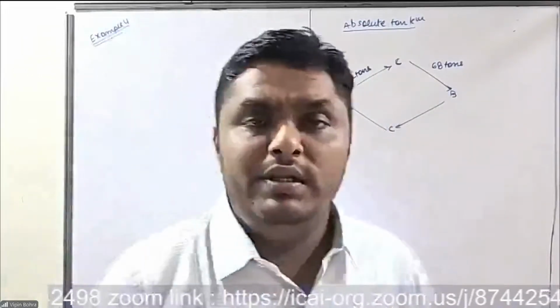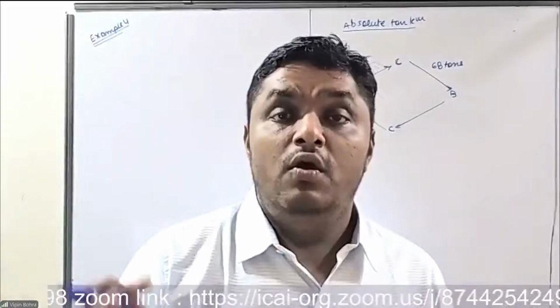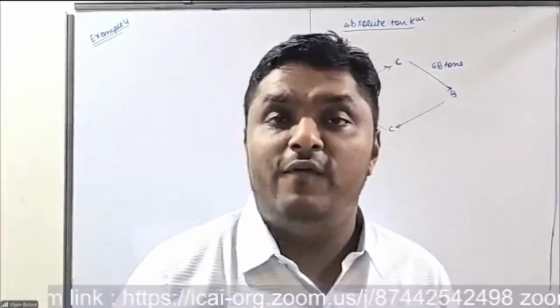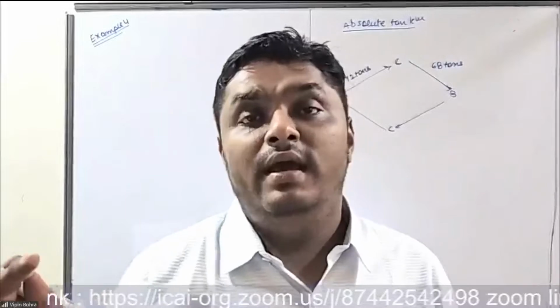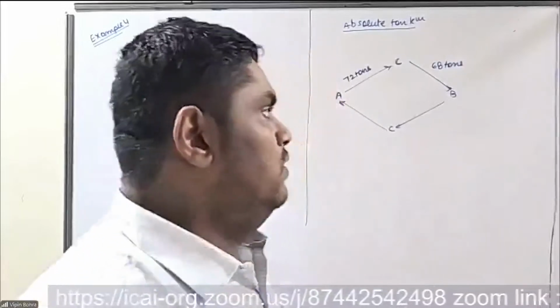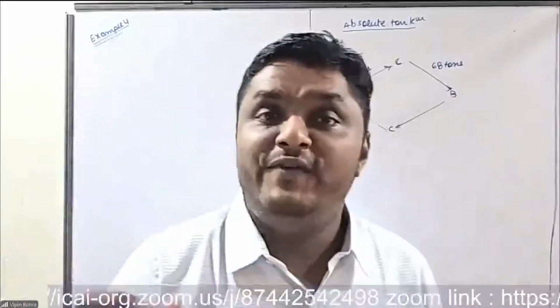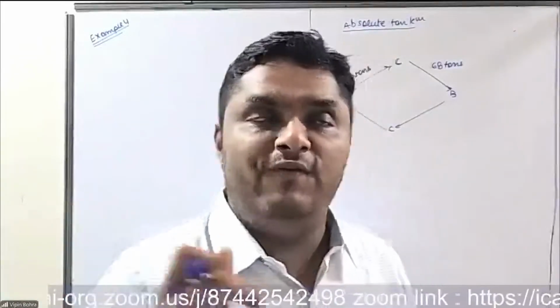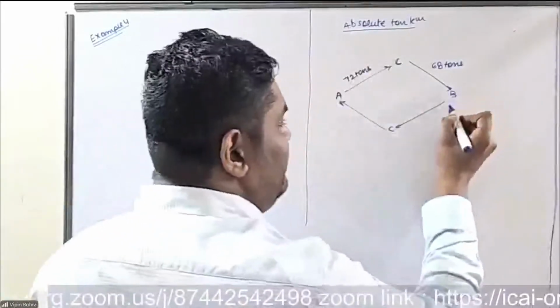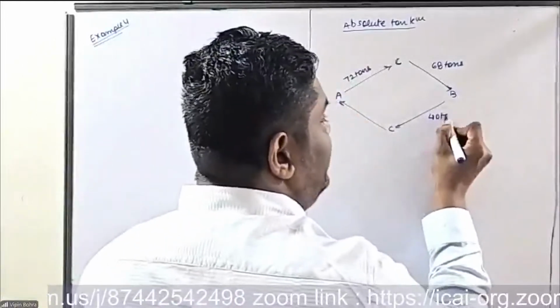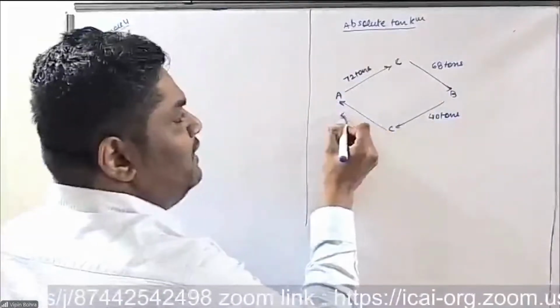Now, when talking about the return journey, for 5 times they were carrying 8 tons. So from B to A, the total tons traveled for 5 times is 8 tons each. It means 8 fives are 40. 40 tons were traveled from B to C and C to A. So 40 tons and 40 tons.